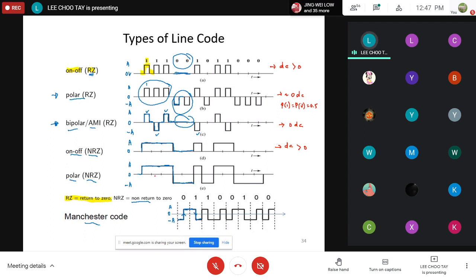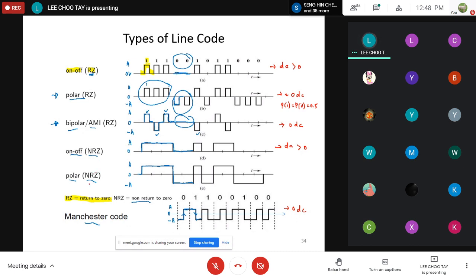And then for polar signaling non-return to zero, again, same thing. You will have zero DC component if the probability of zeros and ones are the same, which is 0.5. Then the next thing, let's talk about Manchester code first. For every bit that we send, we make sure we have positive and negative amplitude. So this will bring our DC level to zero. This is what we want. Sometimes some people use Manchester code because it gives them this zero DC component. Every bit I send, I guarantee zero DC component by sending positive and negative pulses.